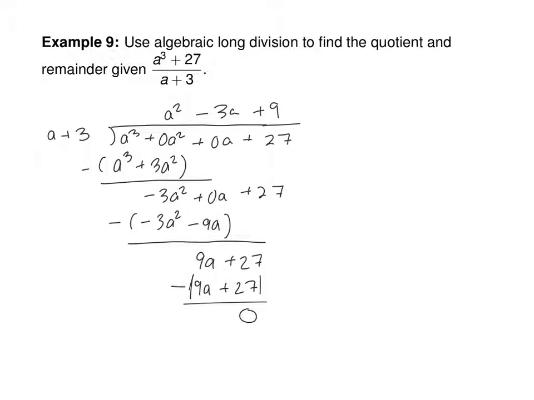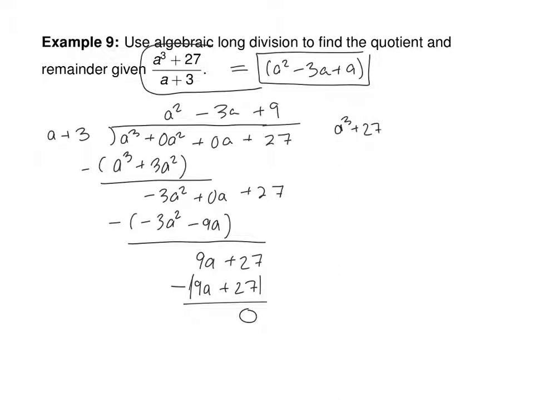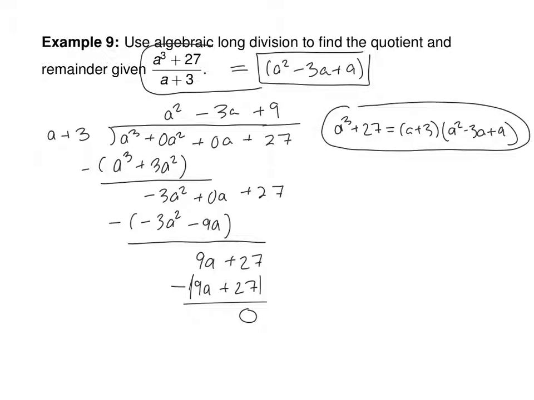You guys get the same thing? a squared minus 3a plus 9. So that division just equals a squared minus 3a plus 9. There's no remainder. Does that look a little bit familiar? Check this out. If these two things are equal, doesn't it mean that a cubed plus 27 equals a plus 3 times a squared minus 3a plus 9? That's the sum of cubes factor formula.